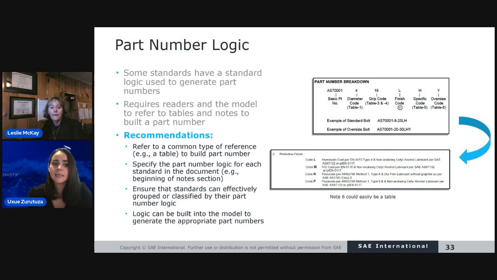And lastly, and probably a lot of you have similar issues or cases with part standards. Some part standards can sometimes have written logic about how the part number should be generated, which really complicates the standardization or data extraction, tabular data extraction in this case.